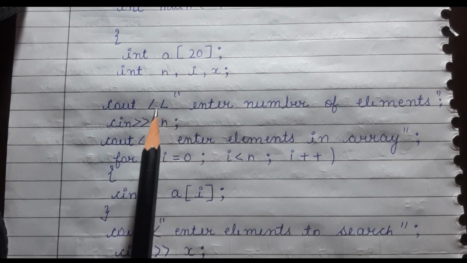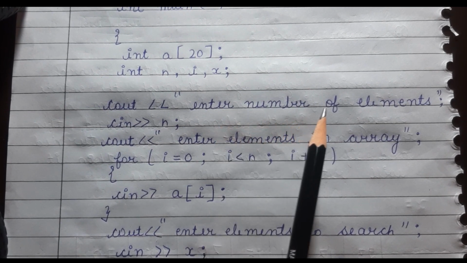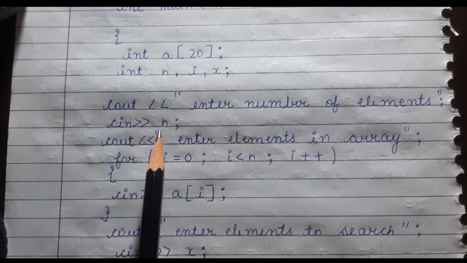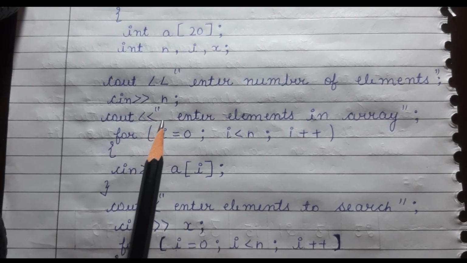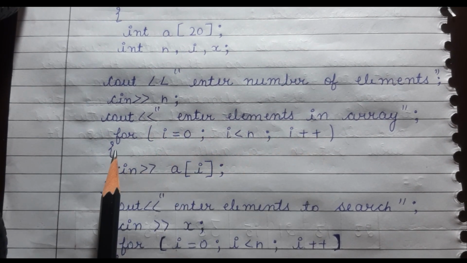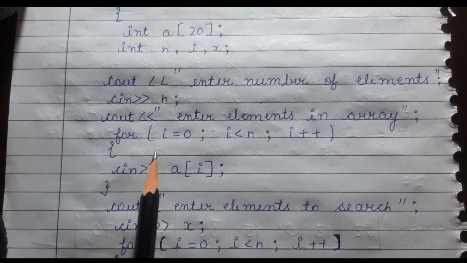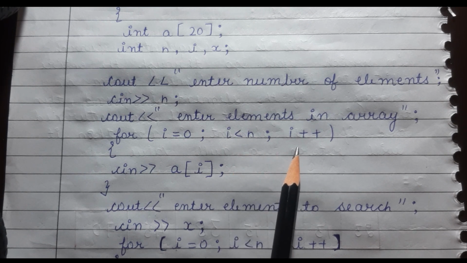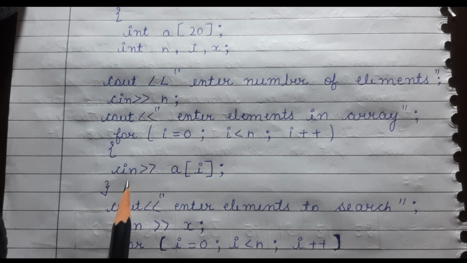So first we display the message enter number of elements. So first we enter the value of n. After this we enter the elements in the array. So here I use for loop and I start from 0, and here I give the condition i less than n and i plus plus. i is updated by plus plus operator, and then here I use cin object, cin a of i.